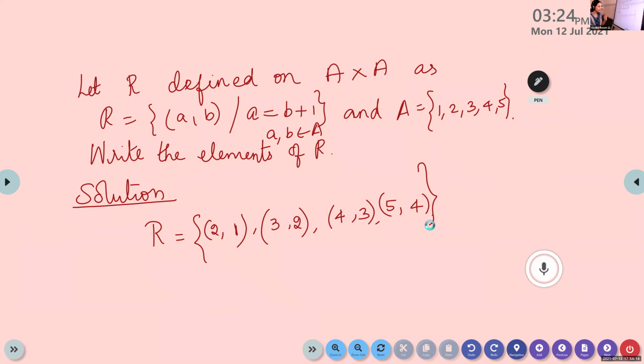Here, it being a 1 mark question, no need to write A cross A. You can think it and write. You have to look at it: the second element plus 1 is the first element. So I should fix the first element, and accordingly we can find out the elements. Only these elements belong to R. So we have only 4 elements in this relation. Although A cross A contains 25 elements, in R we have only 4 elements.